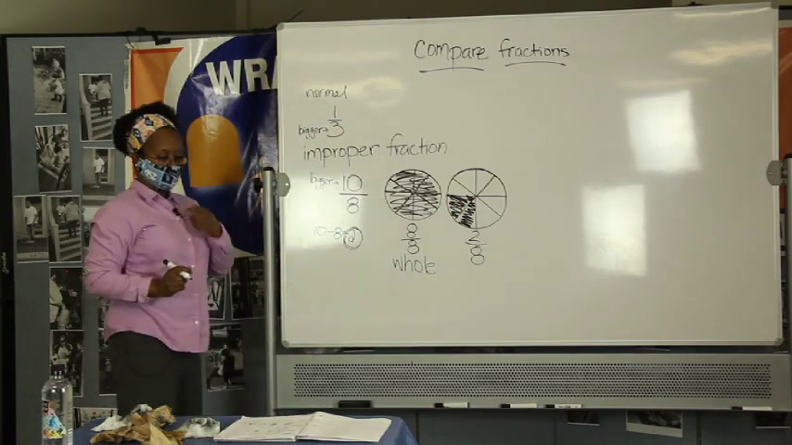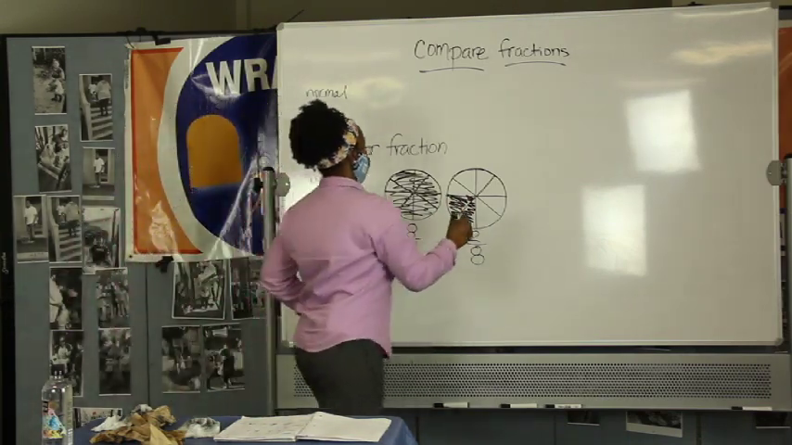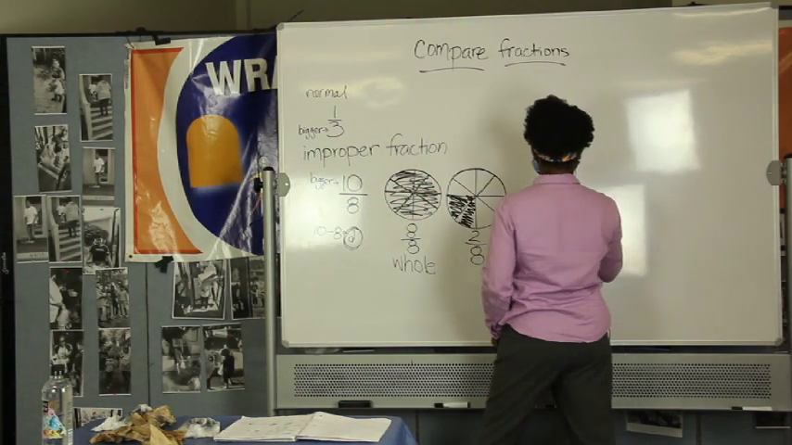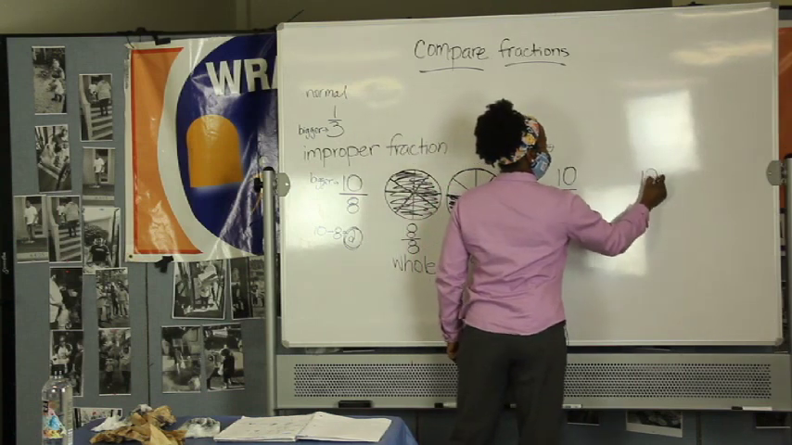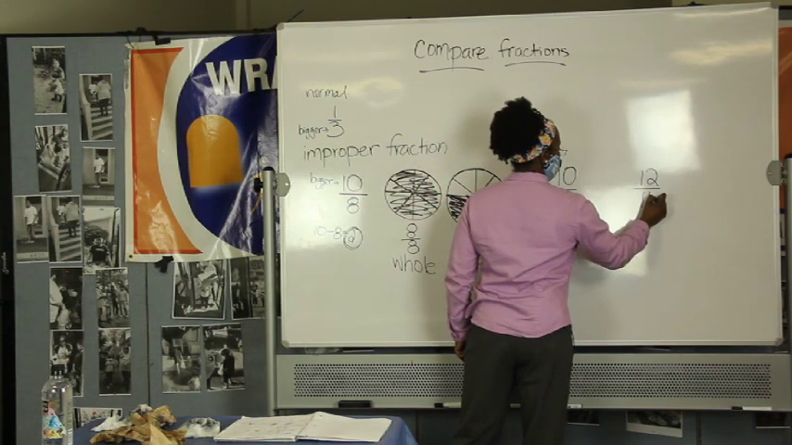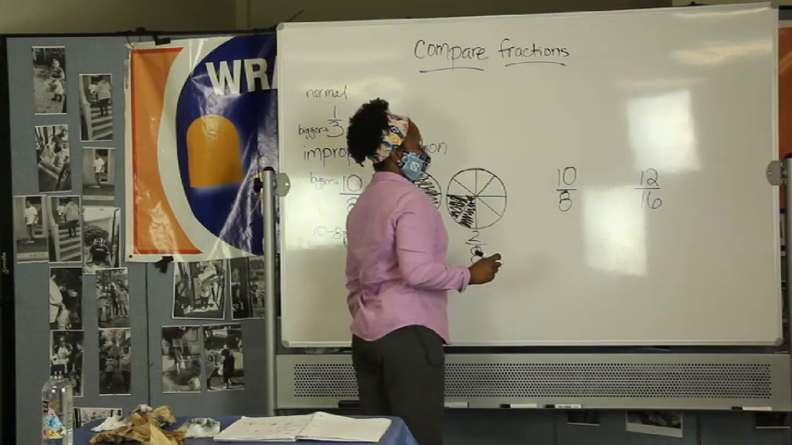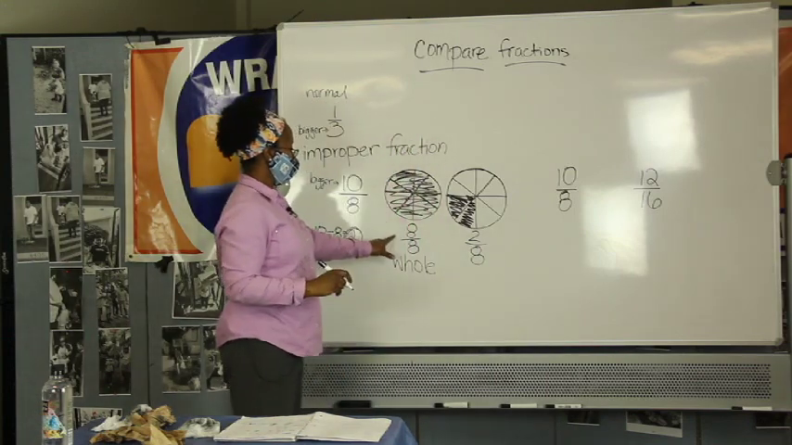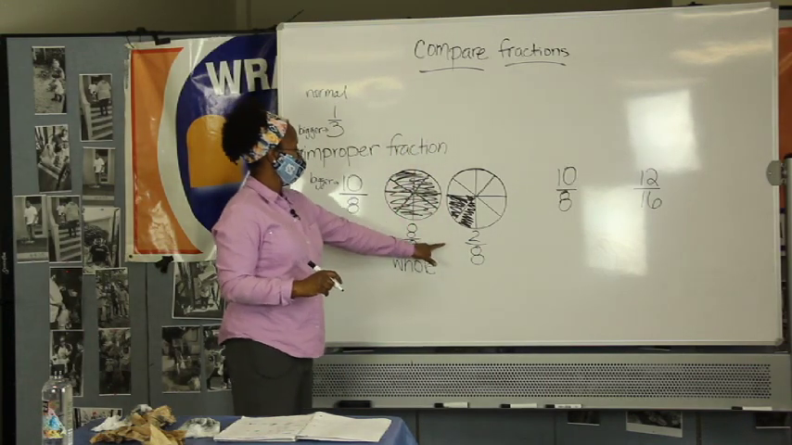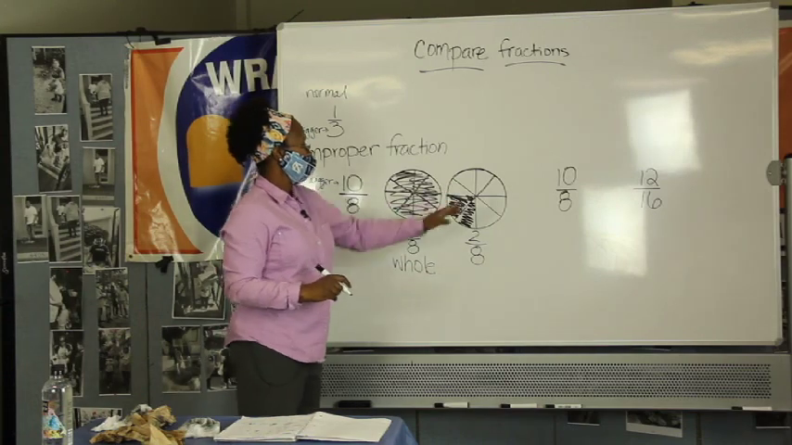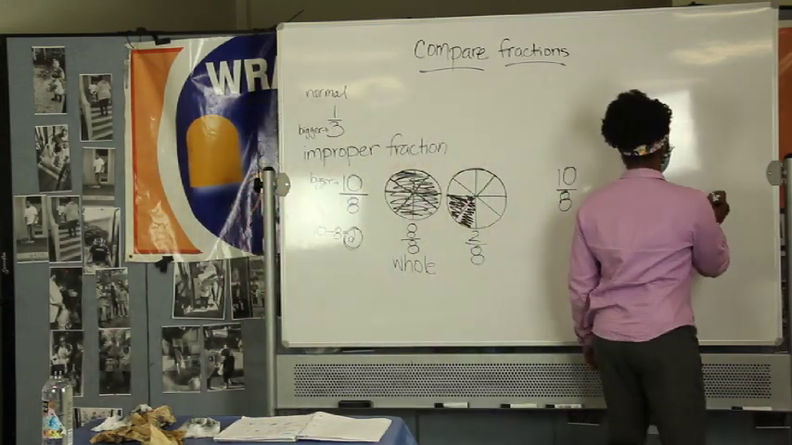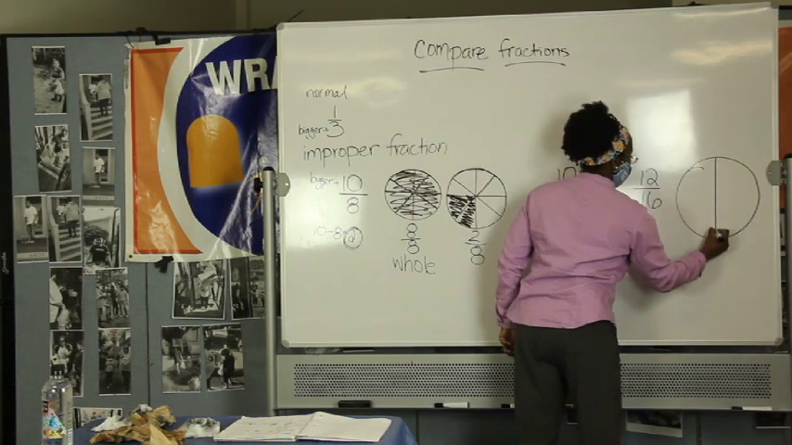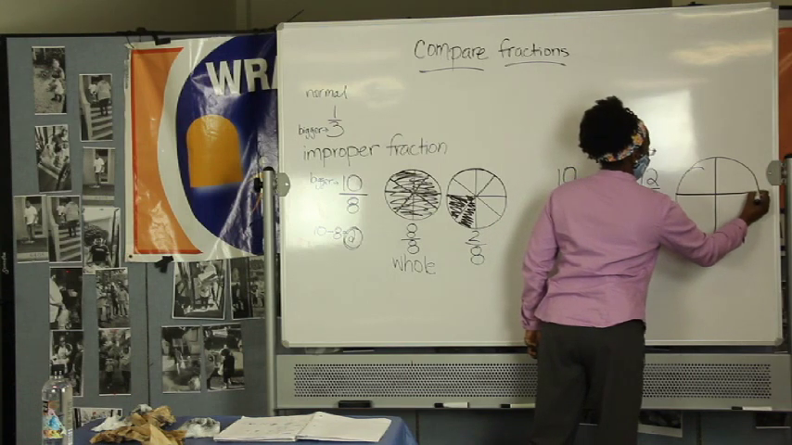Just like that. So if we were to compare this 10 over 8 to 12 over 16, in the beginning, you'll probably need to draw the picture. This is 10 over 8. This is the representation. Now, let's draw. Let's see if I can do this. I don't know if I can do this. 16 pieces.